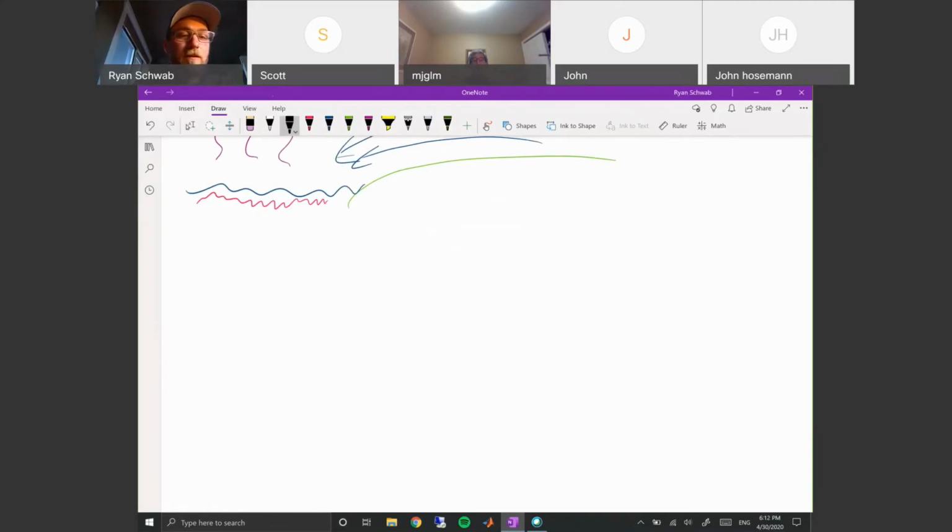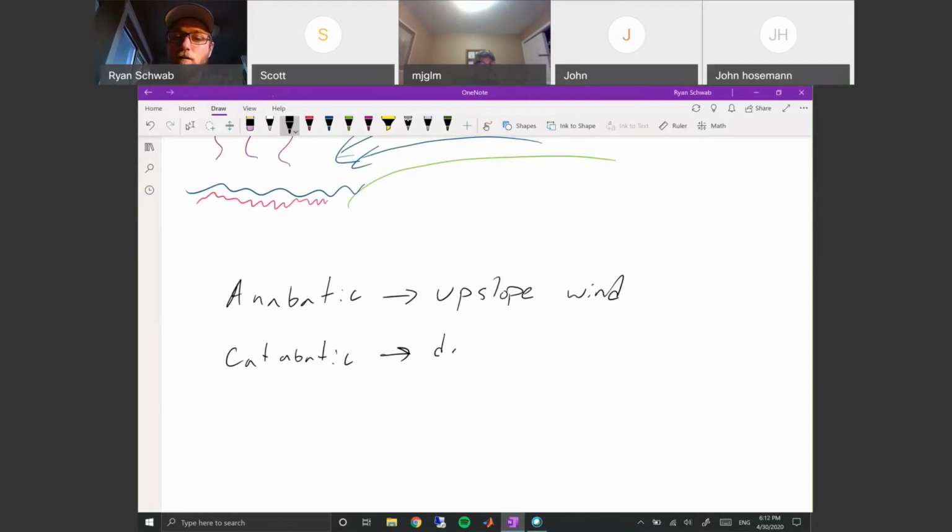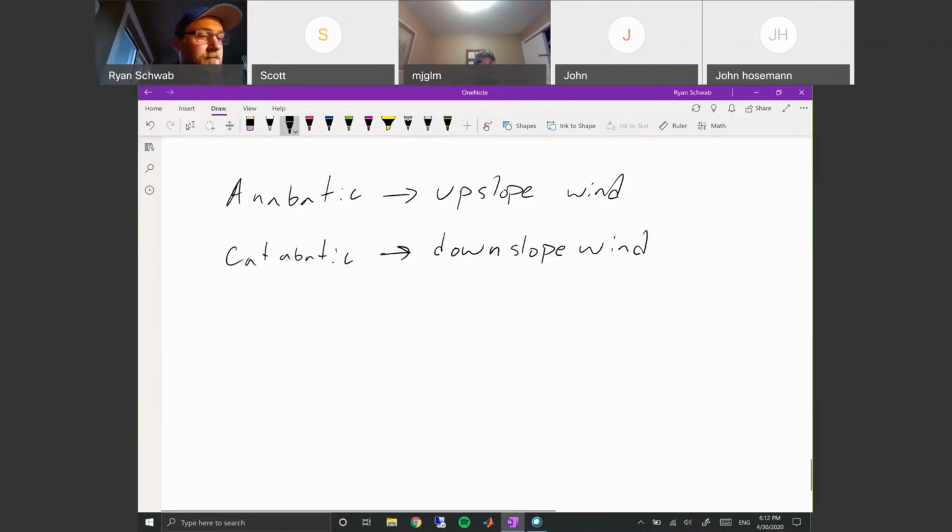So let's talk a little bit about upslope and downslope winds, or anabatic and katabatic. Anabatic is going to be an upslope wind. Katabatic is going to be a downslope wind. More than just a brewery in Livingston. Cool.